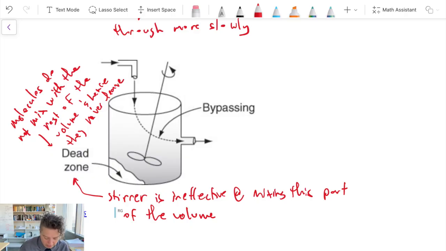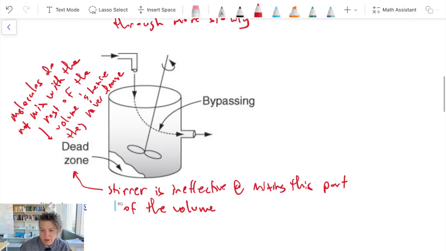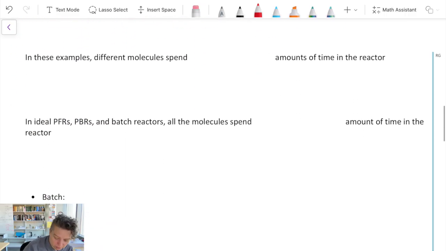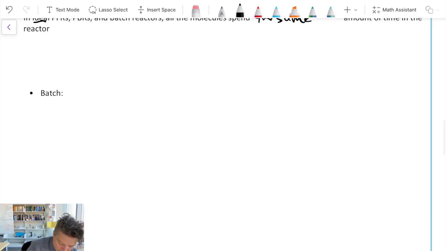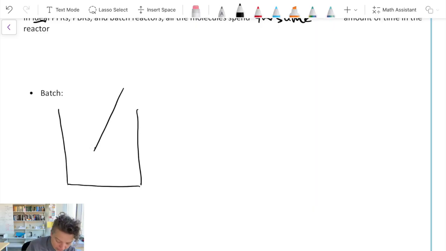So looking at all of these different examples, what we see here is that different molecules spend different amounts of time in the reactor. In contrast, in ideal PFRs and PBRs and batch reactors, all of the molecules spend the same amount of time in the reactor. So if you think about a batch reactor, so we have our batch reactor, and then what we do is we want to fill the reactor.